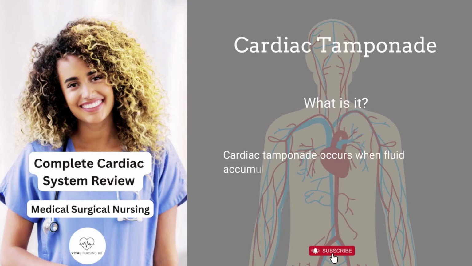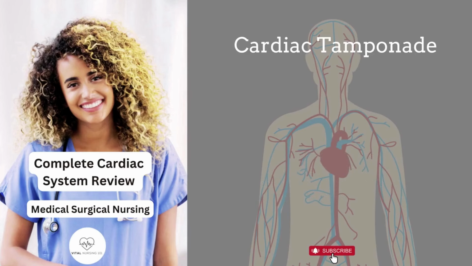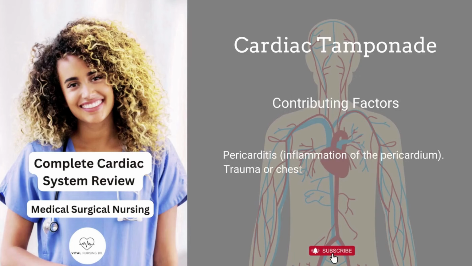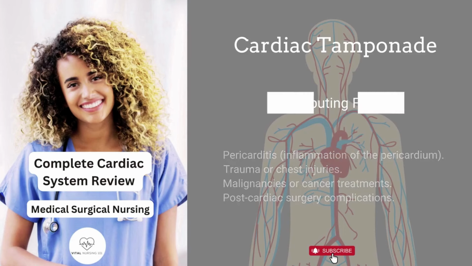Cardiac tamponade. Cardiac tamponade occurs when fluid accumulates in the pericardial sac, compressing the heart and restricting its ability to pump effectively. Contributing factors are the following: pericarditis, which is the inflammation of the pericardium, trauma or chest injuries, malignancies or cancer treatments, and post-cardiac surgery complications.